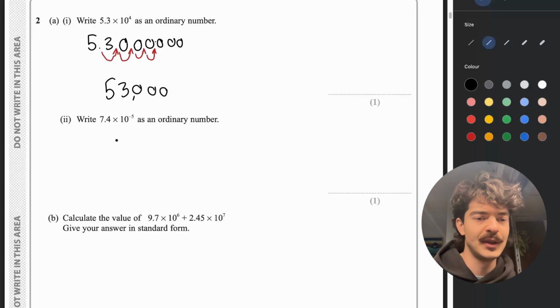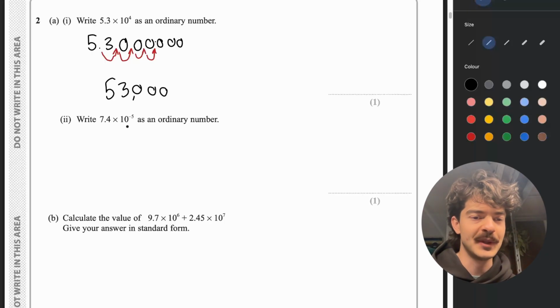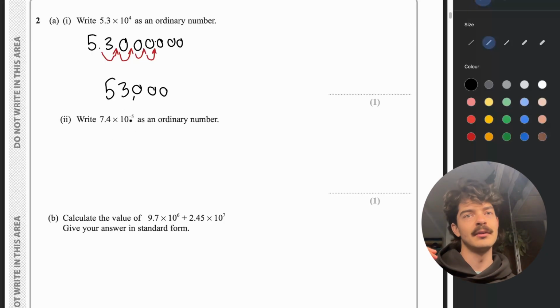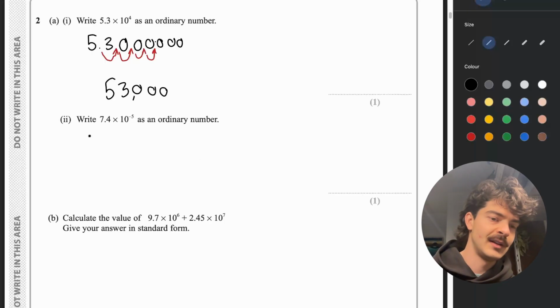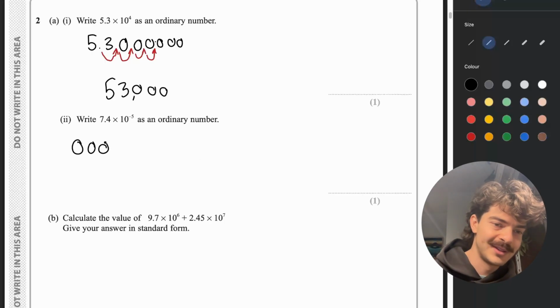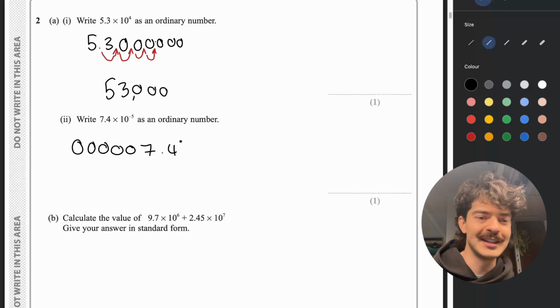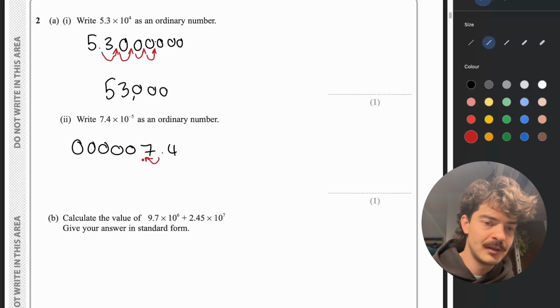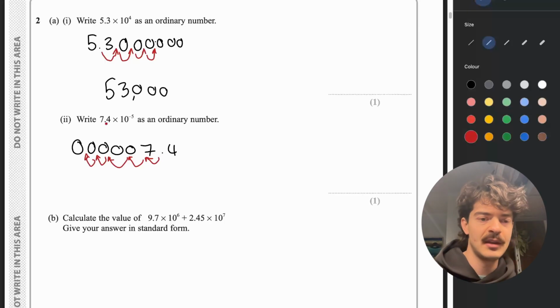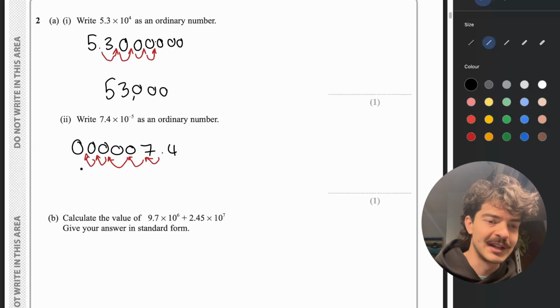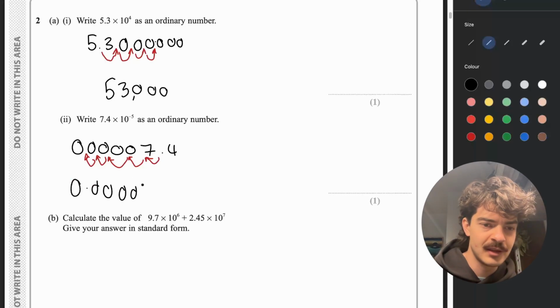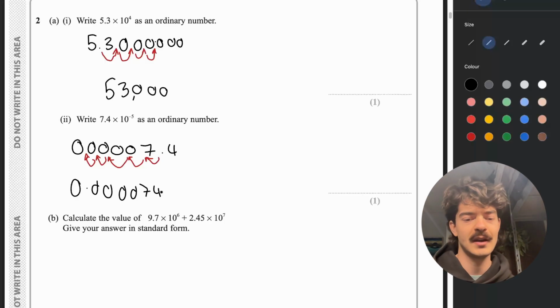We can apply the same logic to part 2, but this time we're multiplying by 10 to the minus 5. So instead of moving to the right, the decimal place is going to move to the left. So let's write this as 7.4. We're just giving ourselves zeros as placeholders at the moment so we can move it. 1, 2, 3, 4, 5. So now we can look at it underneath. 0.0000074. Nice. Done and dusted.